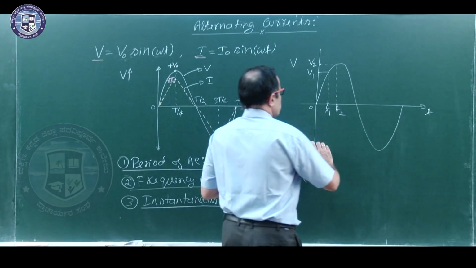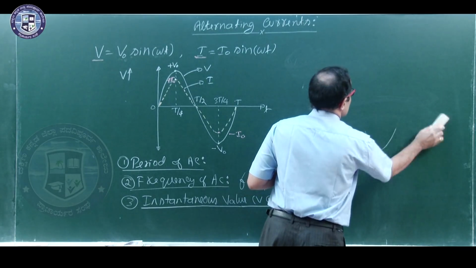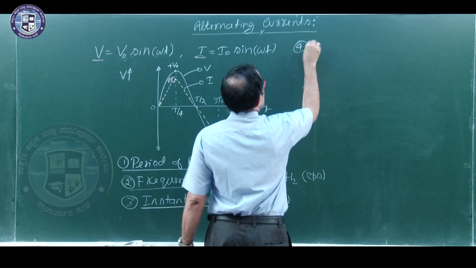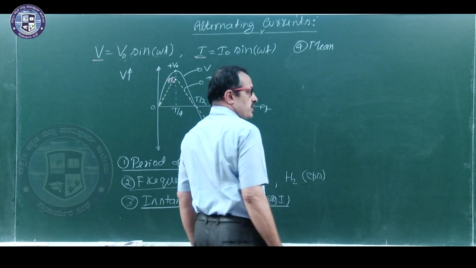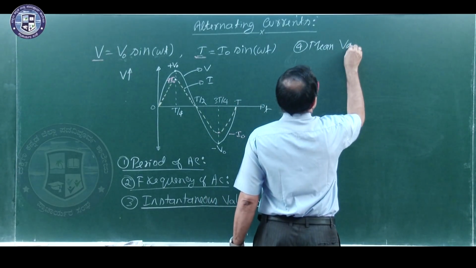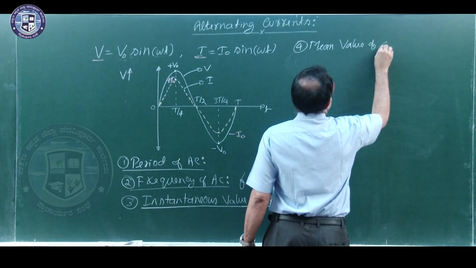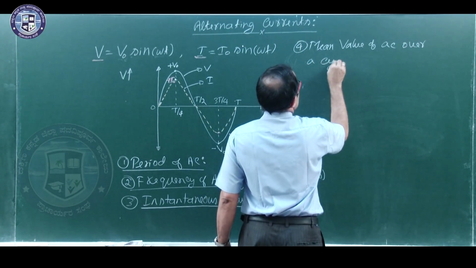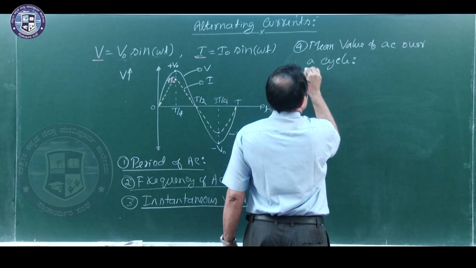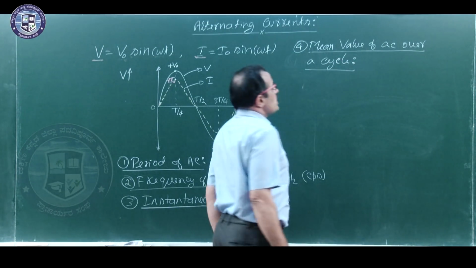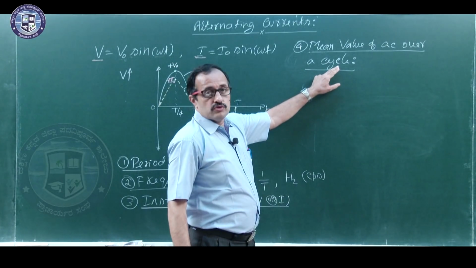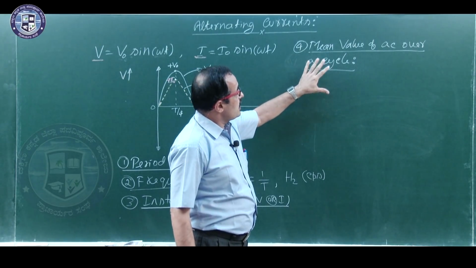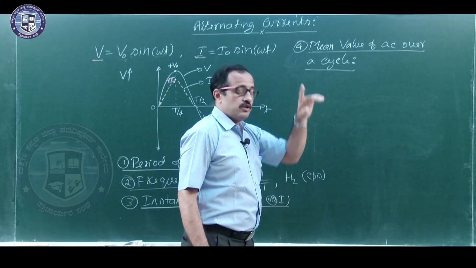Next one, mean value of AC over the full cycle. Very important one. Mean value or average value of AC over a cycle. So, see this one carefully. Here I am clearly telling that it is over a cycle.